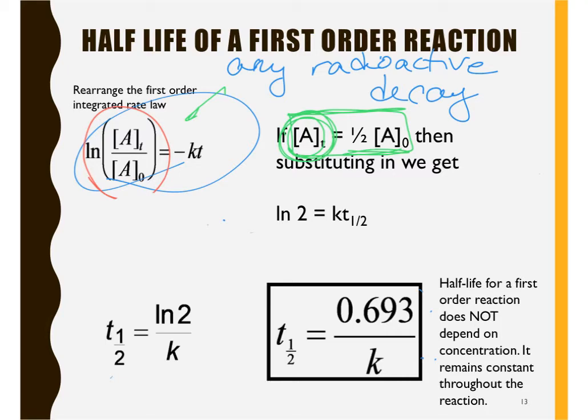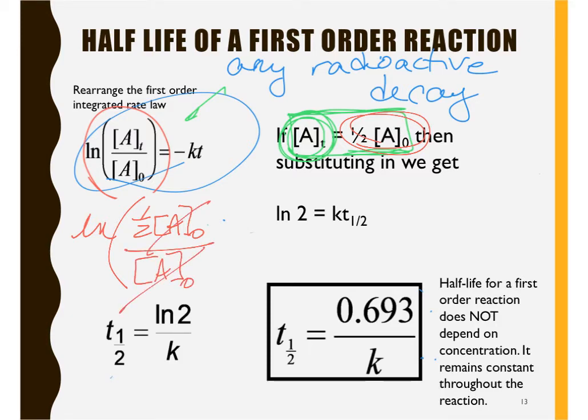Alrighty, so substituting in then, we get the natural log of 1/2 the concentration of A at time 0, that's from this substitution, over the concentration of A at time 0. Those cancel. So now you're probably starting to see where the half-life expression comes from.